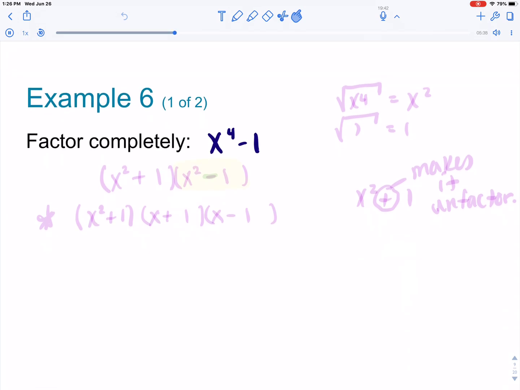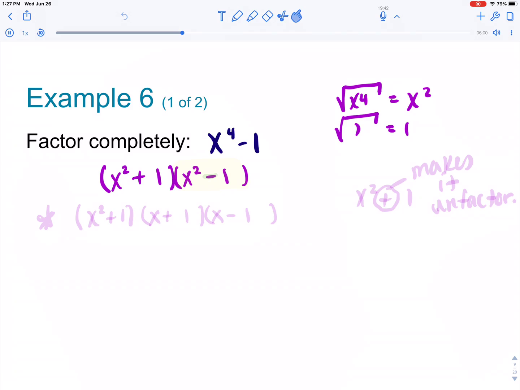Okay, x to the 4th minus 1. So again, the square root of x to the 4th is x squared. And then you got to be careful, the square root of 1 is 1. So that one can be broken down. So again, I do my 2 parentheses and I say x squared plus minus 1 and 1.